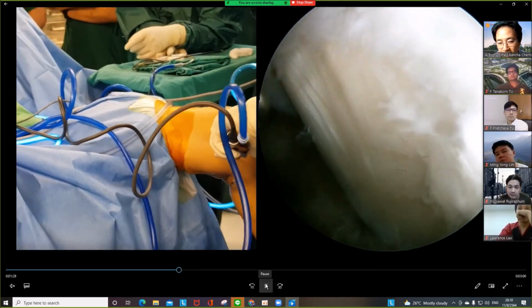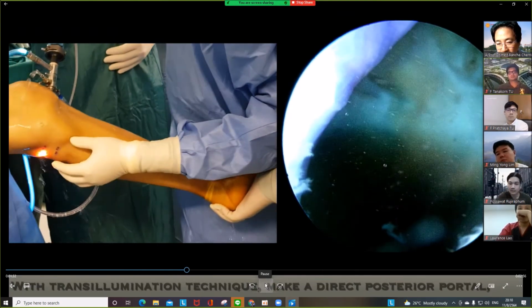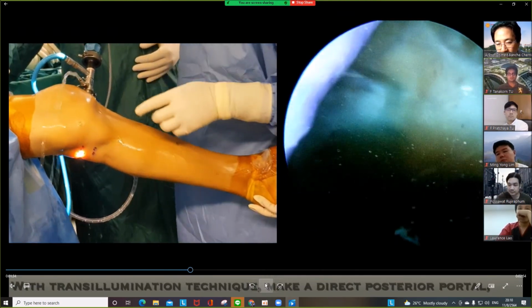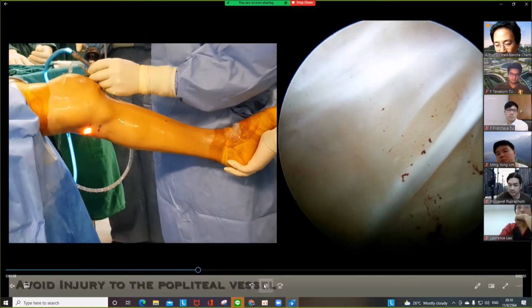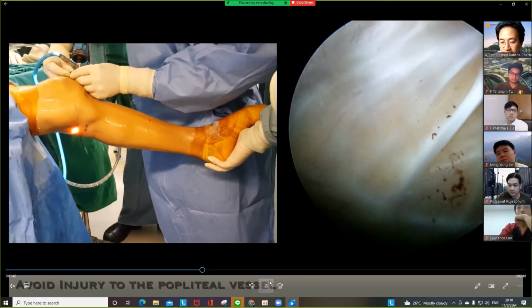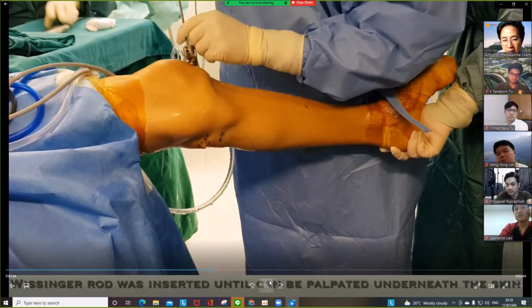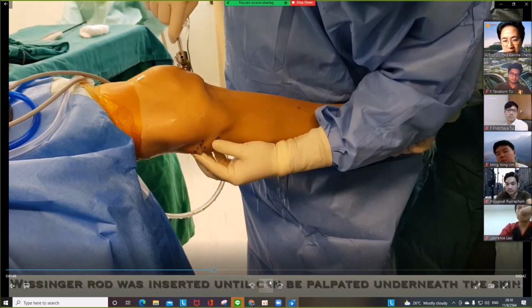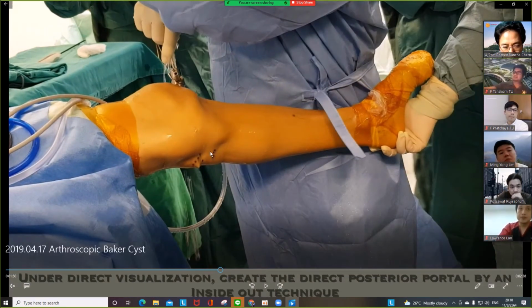See that? I need to clean a little bit. Then after that, you follow the dye into the cyst. Okay, this is a classic, same way, right? We put the switching stick. You see the marking? You see my marking?